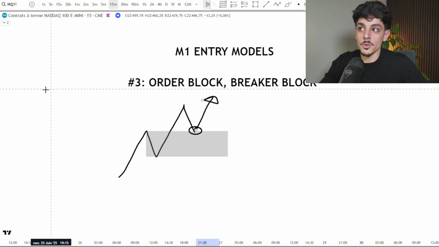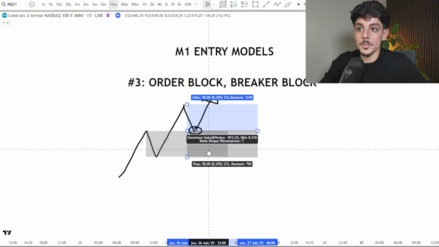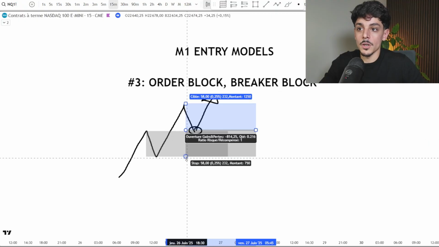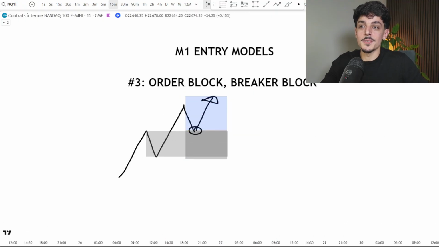So if you had an internal bearish fair value gap, then your long entry would be back inside this order block, your stop loss right below this low, targeting the 15-minute gap above you.